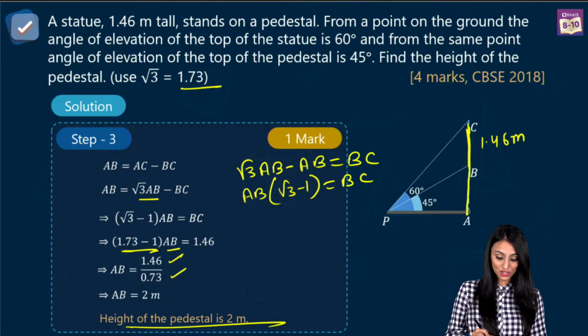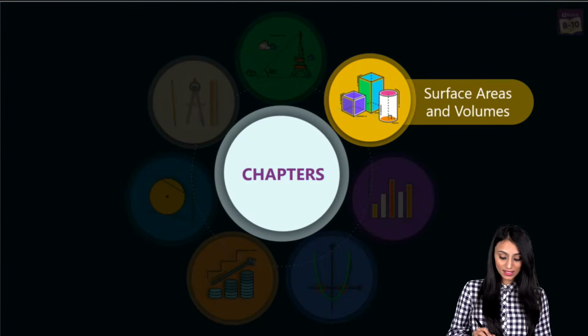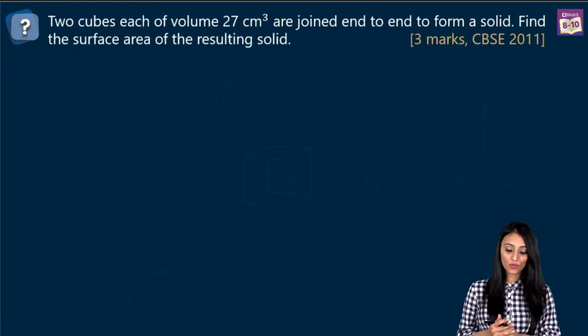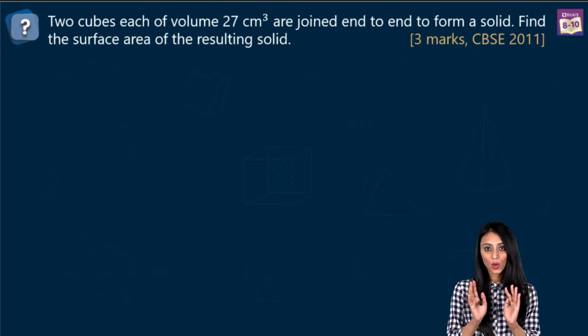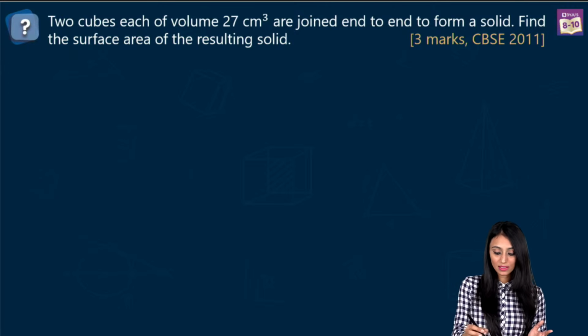So this was from applications of trigonometry. Let's take a look. Which chapter do we have next? Now we'll be discussing questions from surface areas and volumes. Two cubes, each of volume 27 centimeter cube, are joined end to end to form a solid. Find the surface area of the resulting solid. A question like this you have in your NCERT also. Yes, it's a 3 marker.